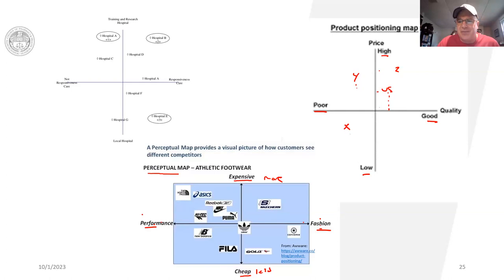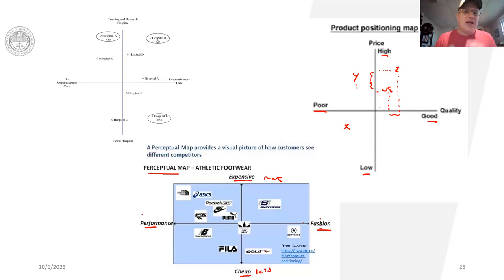And then here Z is so much more expensive. Their quality is only slightly better, but in comparison, this little gap here and this gap, we can exploit those gaps. Their quality is not so much better as to really justify the cost. And so you see how we can exploit the gaps that we identify in our product positioning maps.